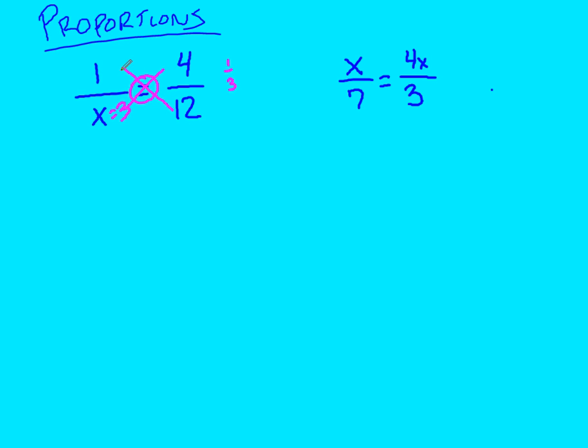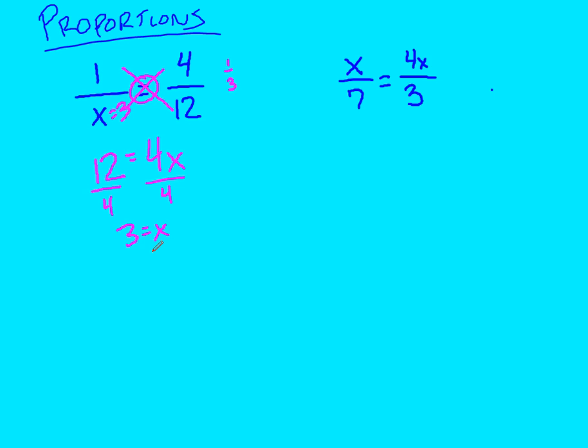So when I cross multiply, it doesn't matter which way I go first. I'll go this one. 1 times 12 gives you 12. X times 4 gives you 4x. And now you're just left with a standard algebra equation like we've done many times before. I'll divide both sides by 4 to get x is equal to 3.